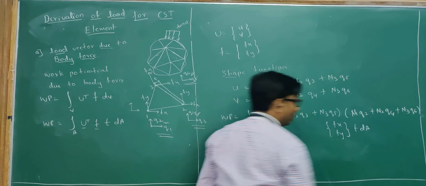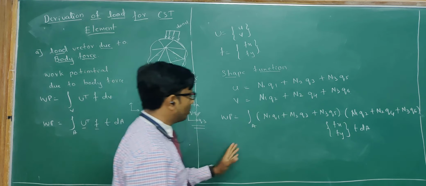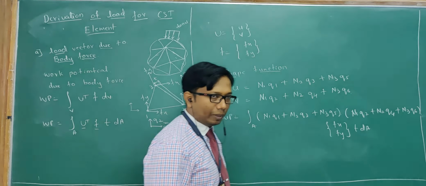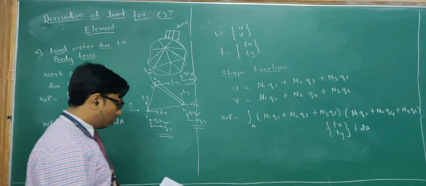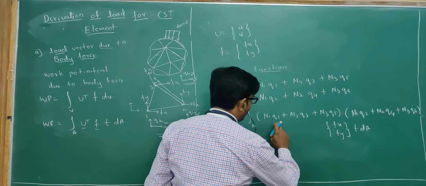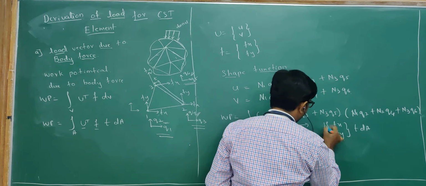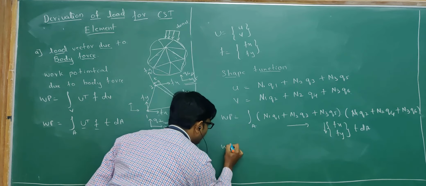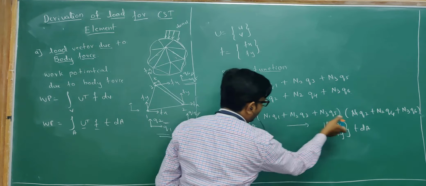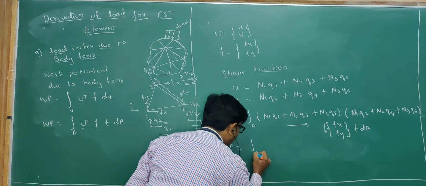Write it in this equation. Next what we have to do is just multiply the terms and keep it ready for the integration. So row wise and column wise, I will be doing the multiplication. For work potential, this row will be multiplied with this particular column. So that is integration with respect to A.